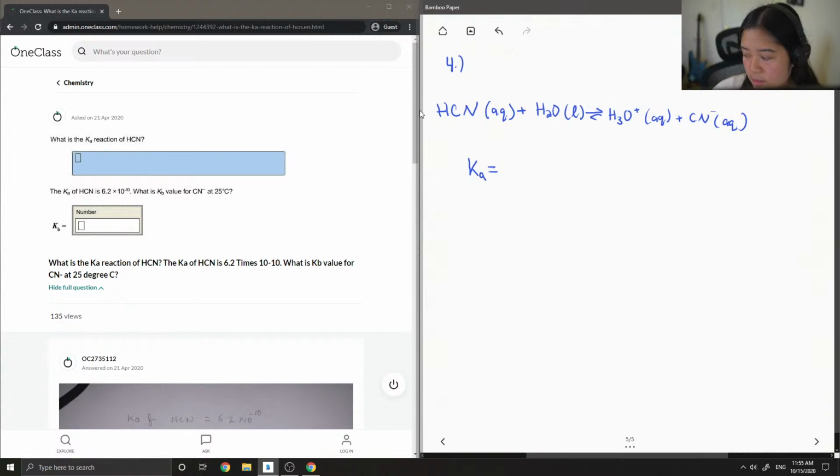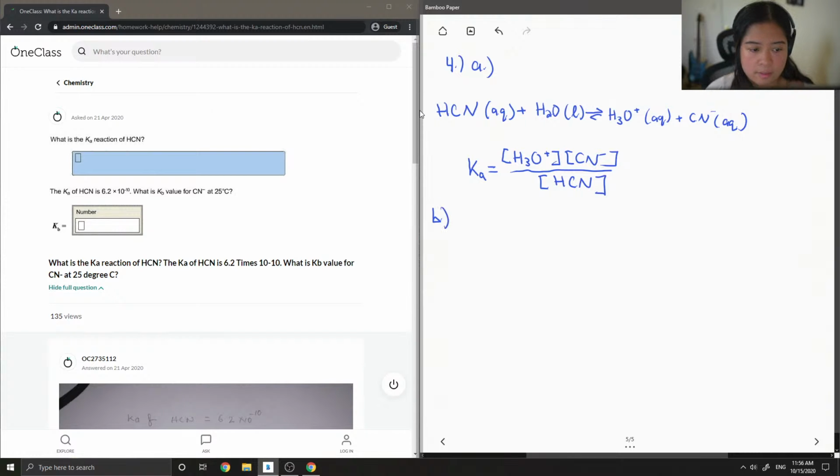So usually it's the concentration of your products over the concentration of your reactants. And you don't have to take into account liquid water since its activity is just 1. So I'm just going to write it down here: the concentration of your products over the concentration of your reactant. So that's for A, the Ka reaction.